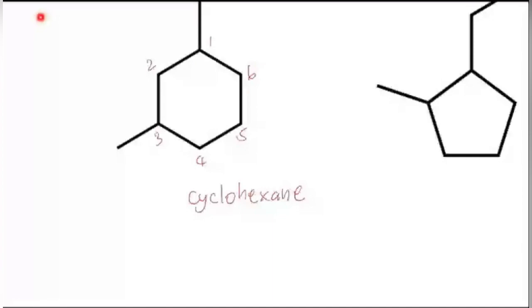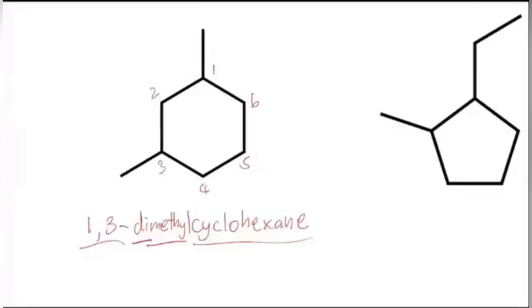So 1,3-dimethyl cyclohexane. Let's review these parts. 1,3 is the location of your alkyl groups, which are two methyls. Cyclohexane is your cycloalkane or cyclic hydrocarbon. So that's how you name this.